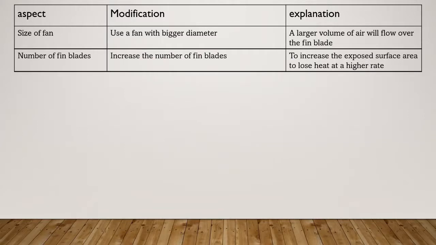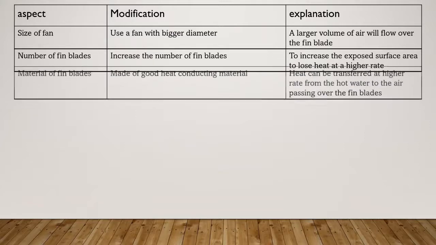Number of fin blade, bilangan bilah. Increase the number of fin blade, kamu tambahkan bilangan bilah. Dia punya modification. Why? Kamu kena tulis explanation. Why you do this type of modification? So the explanation is to increase the exposed surface area to lose heat at the higher rate, untuk meningkatkan kawasan yang terdedah itu, supaya haba itu dapat dikeluarkan dengan higher rate, dengan kadar yang lebih tinggi.